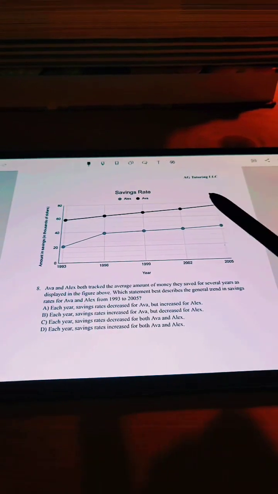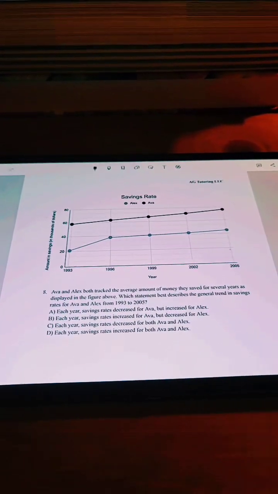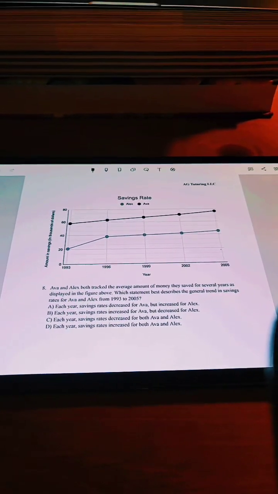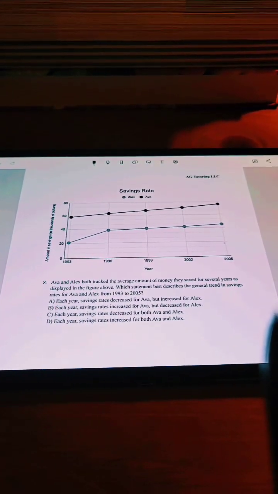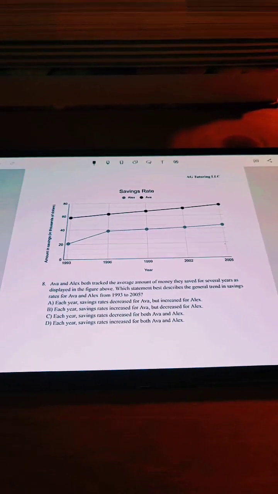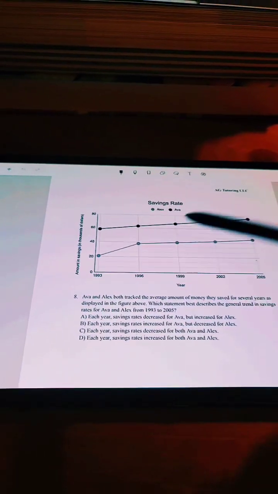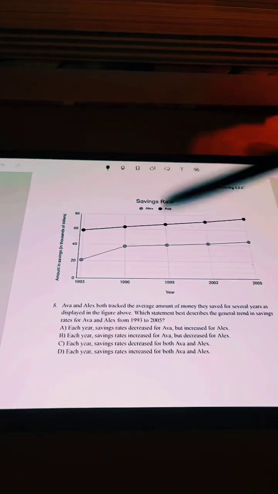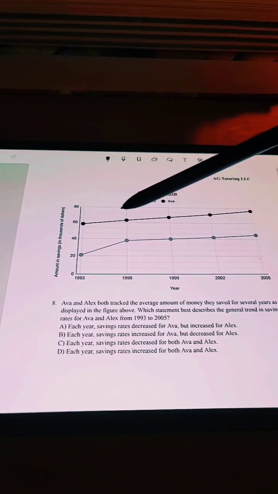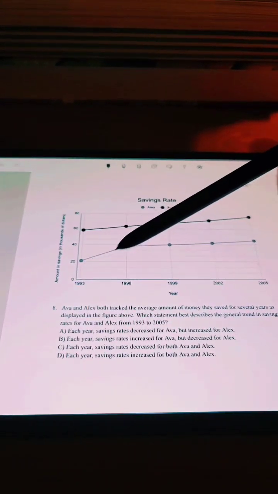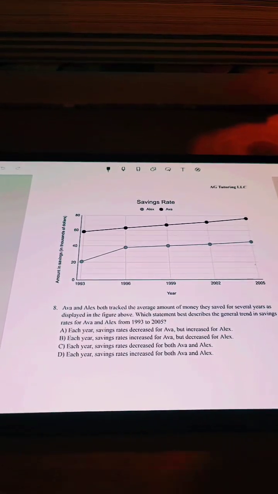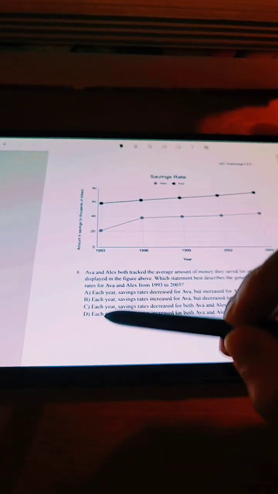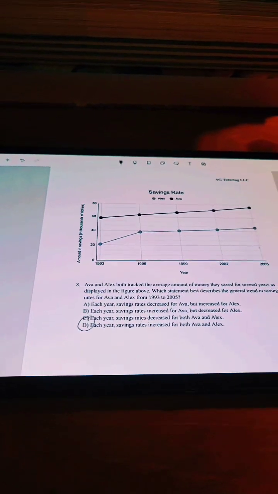So let's see, we're referring to that one. Ava and Alex both tracked the average amount of money they saved for several years as displayed in the figure above. Which statement best describes the general trend in savings rates for Ava and Alex from 1993 to 2005? So it's trying to determine increasing, decreasing, so let's see how they go. So this is always increasing. This one's increasing, still increasing, still increasing, still increasing. So they both increase the entire time, so it's going to be answer choice D.